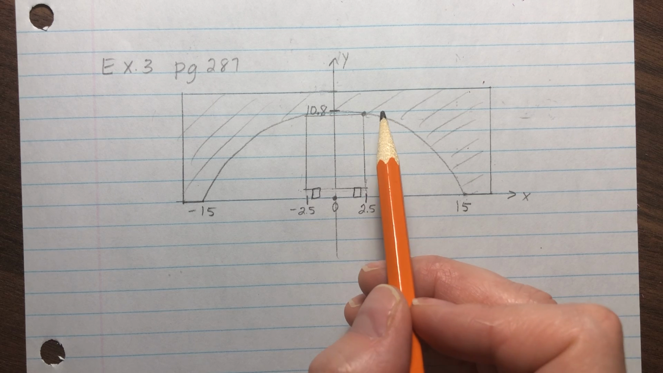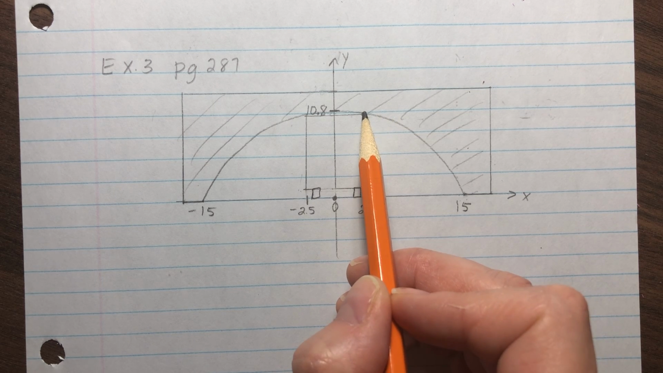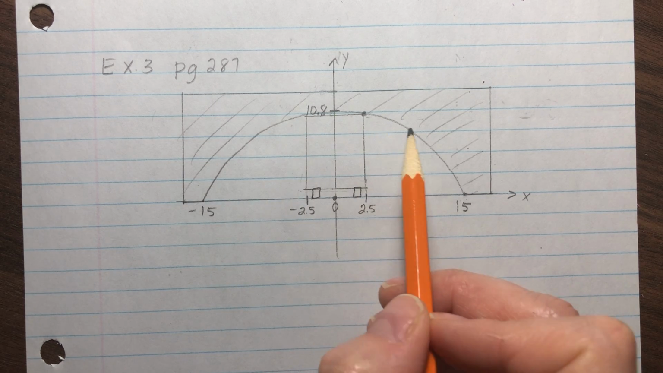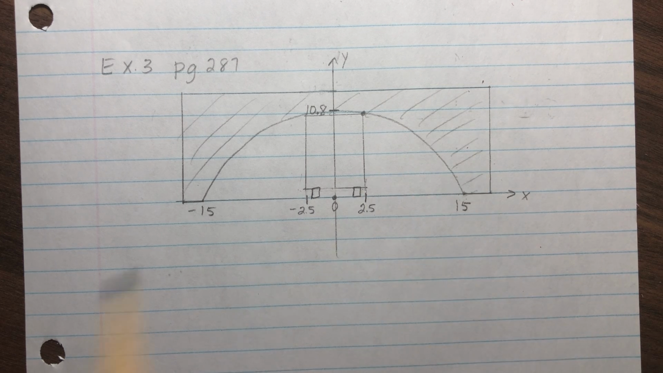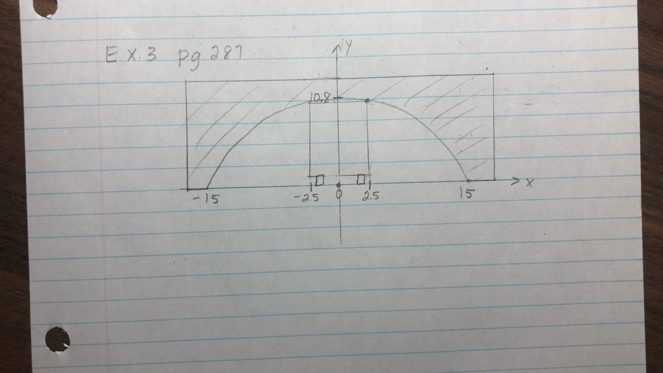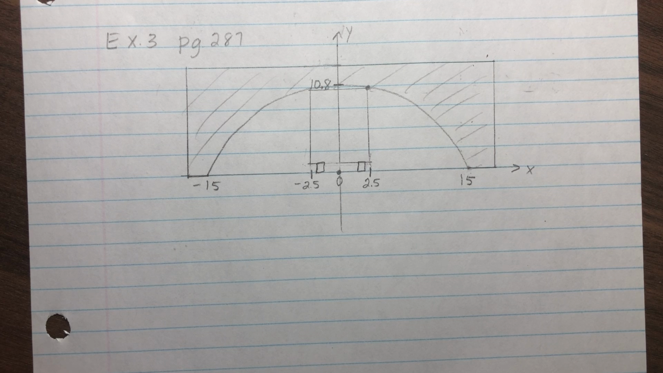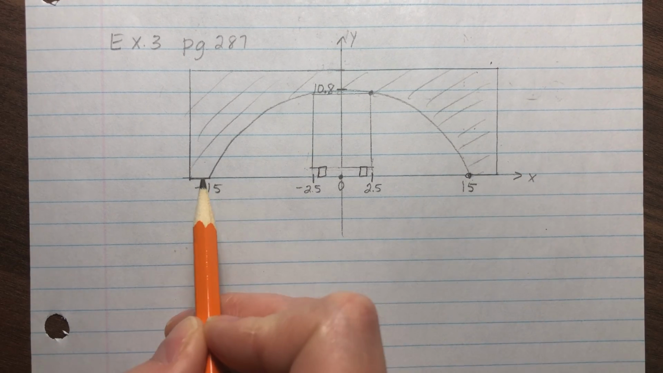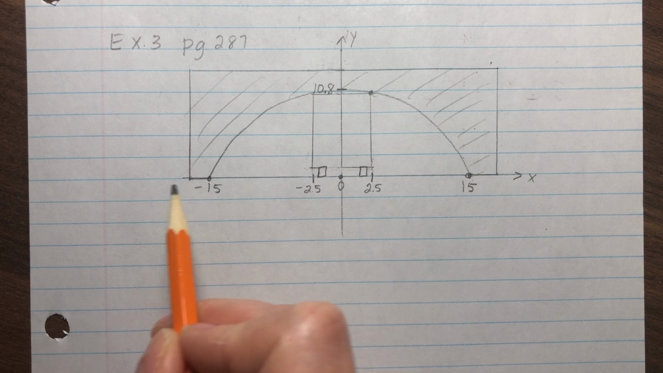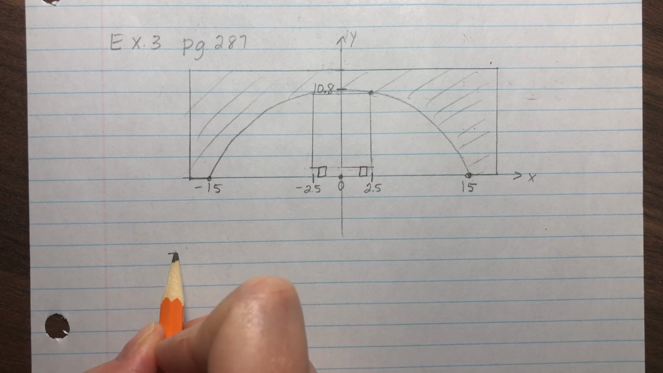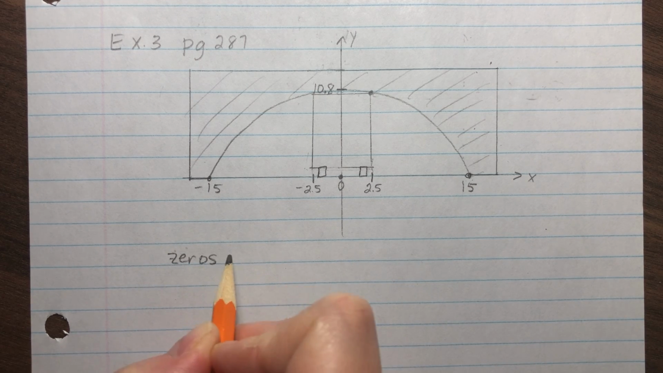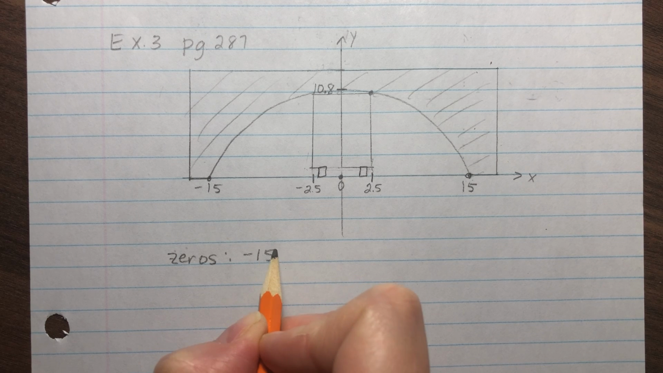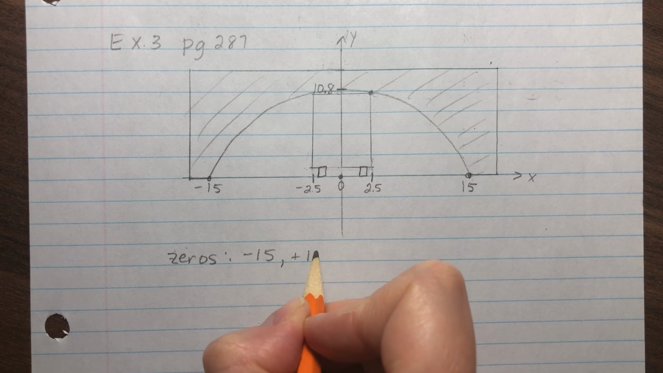So in order to find the coordinates of this particular point, we need to determine the equation of this parabola. We're going to determine the equation in factored form. That means we need to use zeros and we need one other point on the parabola. And if you look at this picture, we have the zeros. These are the zeros. This is where the parabola is intersecting the x-axis. The zeros in our case are negative 15 and positive 15.